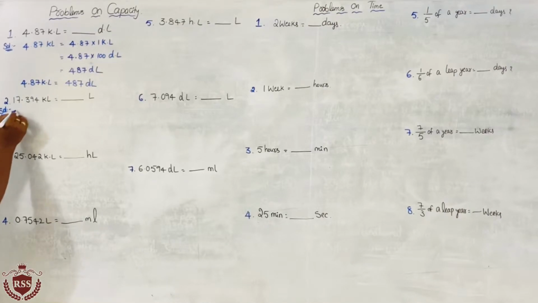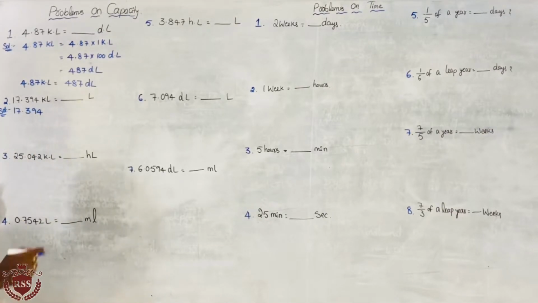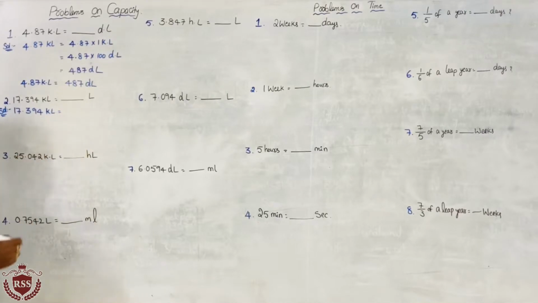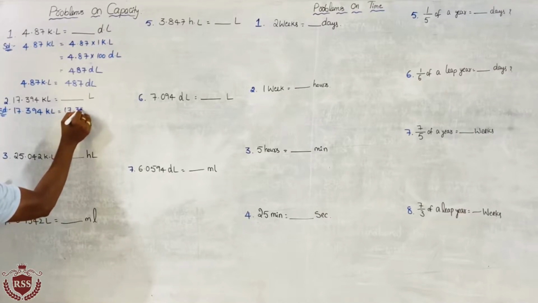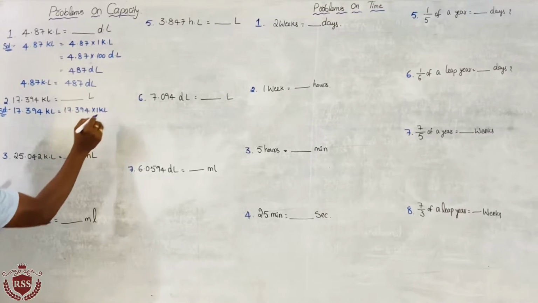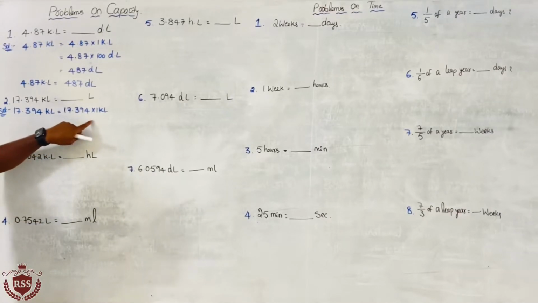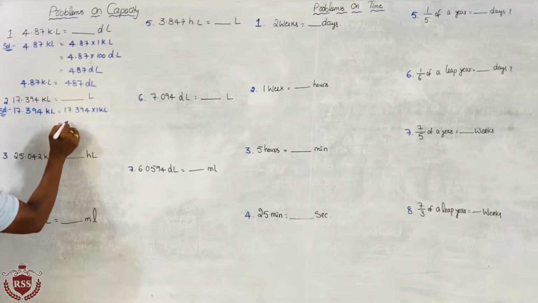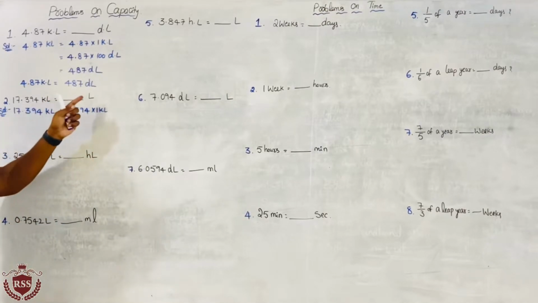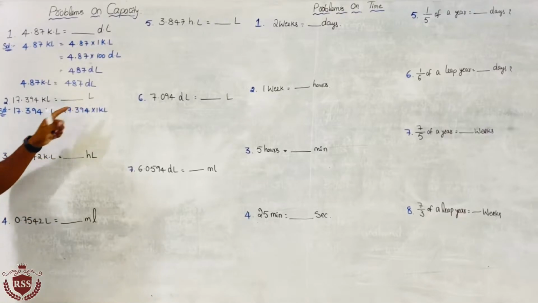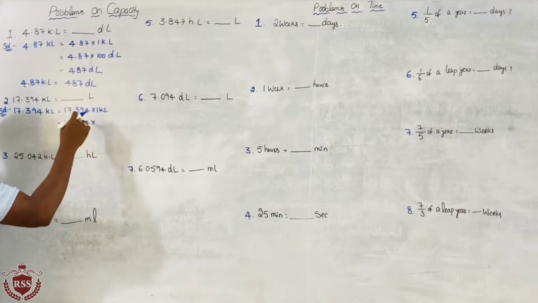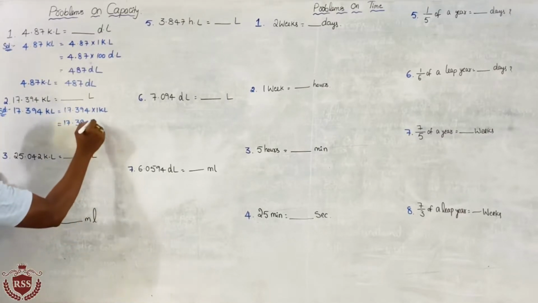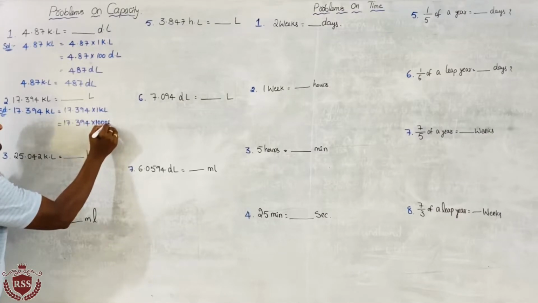Now come to the next question. Second question, 17.394 kiloliters. Again we have to write it in terms of multiples of 1, so it will be 17.394 into 1 kiloliter. Then 1 kiloliter has to be converted into liters. 1 kiloliter equals how many liters? 1000 liters. So we replace 1 kiloliter with 1000 liters.